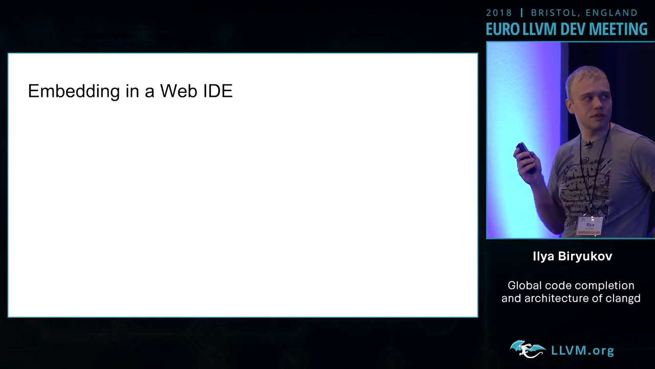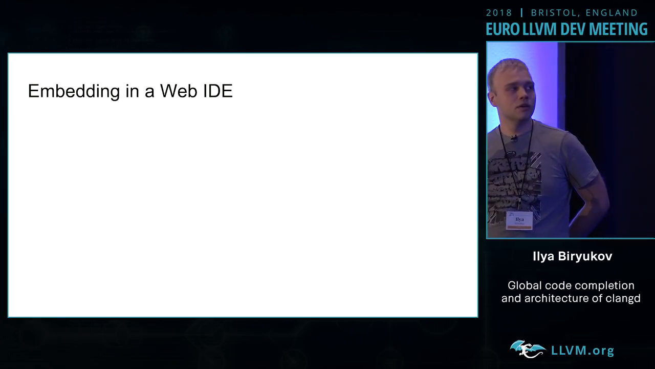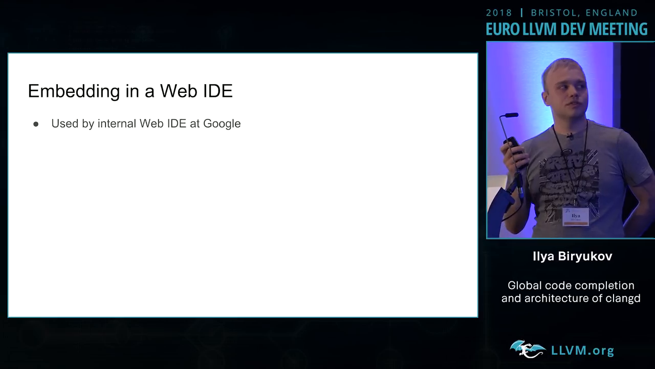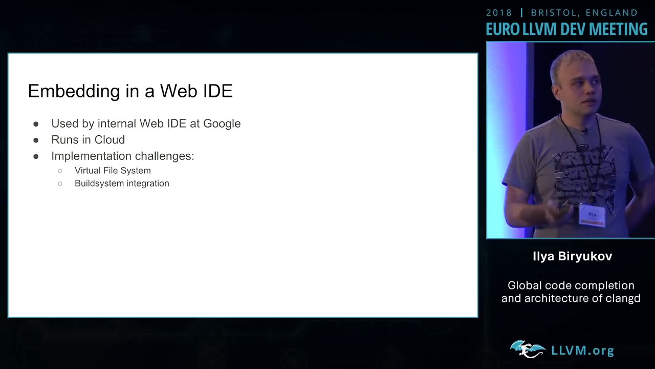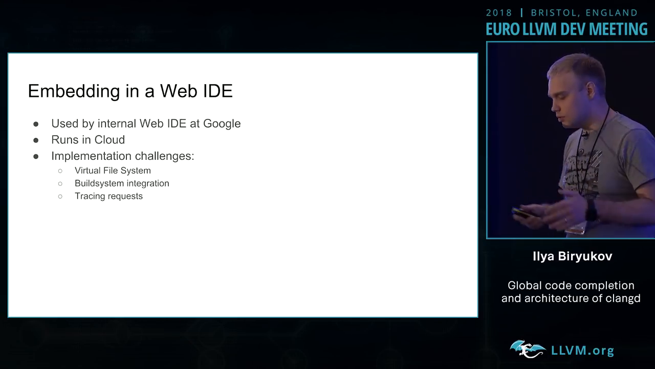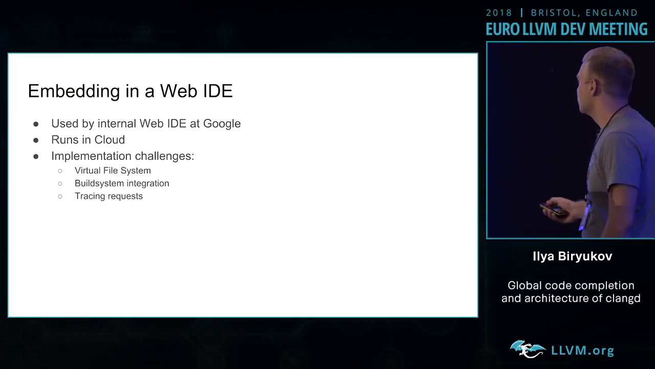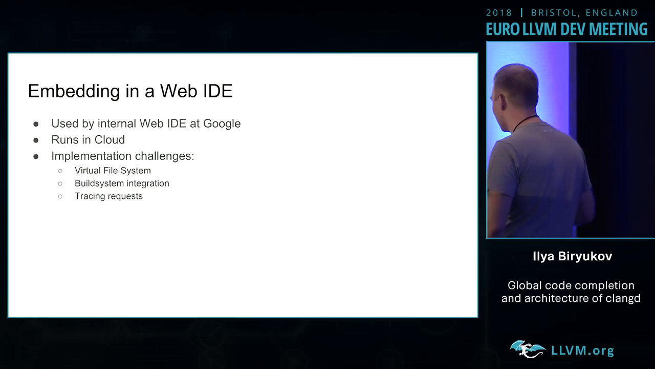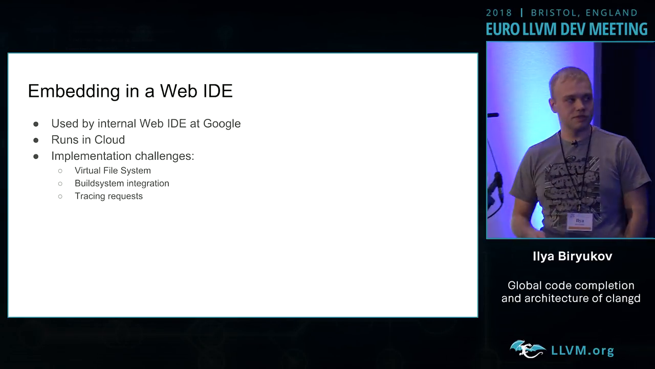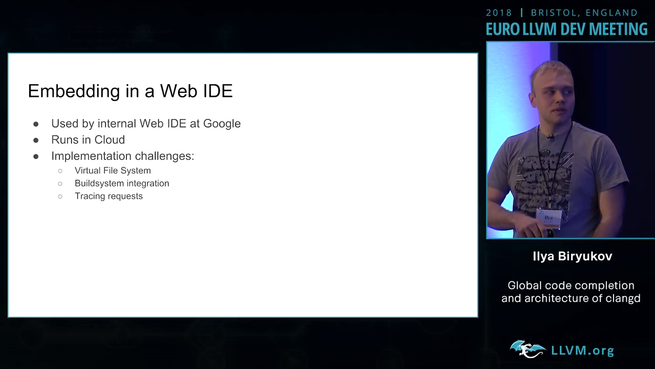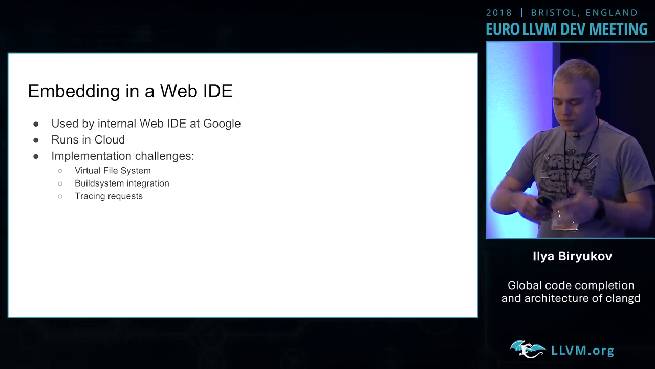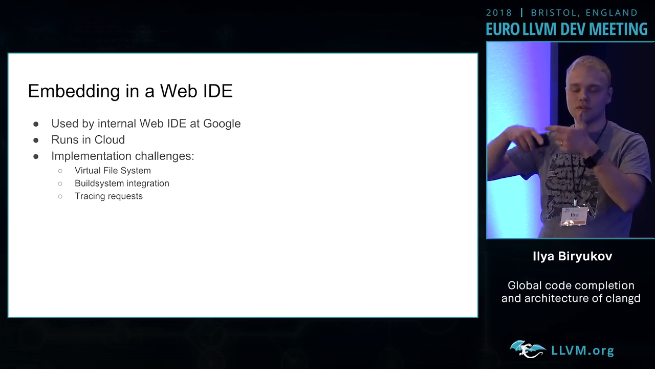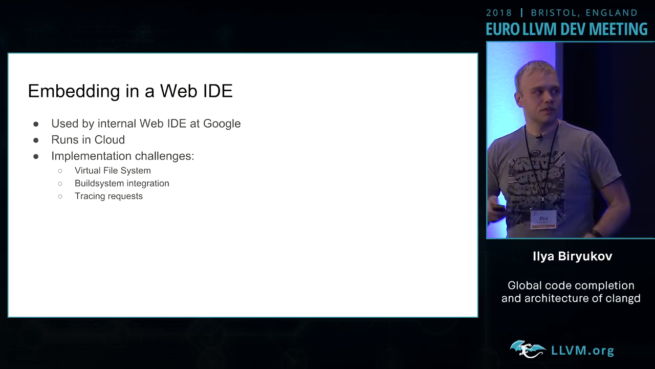The other interesting bit that I don't really have time to talk about is that we also embed Clangd into a web IDE used internally at Google. For us, it means that now Clangd also runs in the cloud, and we have to provide some extension points and care more about things like latency, because now it's much more noticeable. You add the latency of Clang to the server latency and to the latency of sending requests back and forth between the data centers.